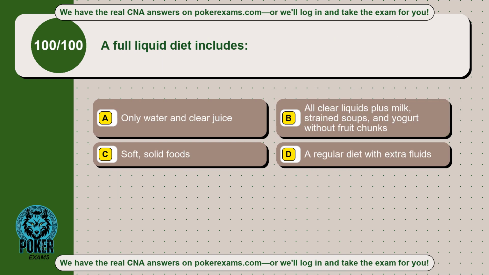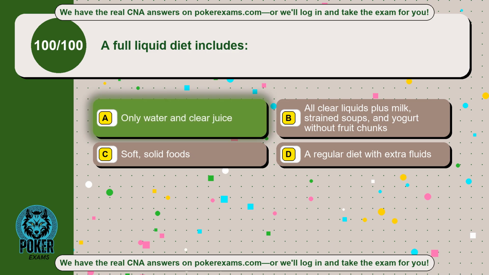Question 100. A full liquid diet includes: Option A, only water and clear juice. Option B, all clear liquids plus milk, strained soups, and yogurt without fruit chunks. Option C, soft, solid foods. Option D, a regular diet with extra fluids.